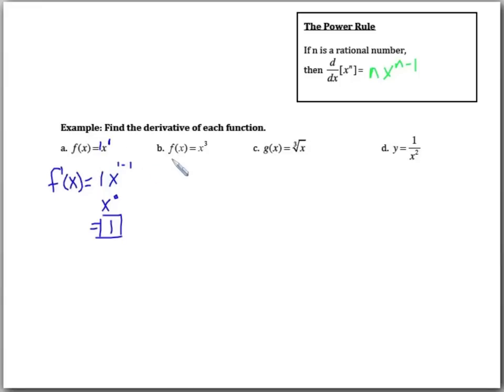And so here we can see that the power rule works for linear functions. Let's try the next one together. Here we have x cubed. So we're going to apply our power rule now. So the 3 is going to come out in front and multiply the x. And then the 3 is going to decrease by 1. And we get 3x squared.